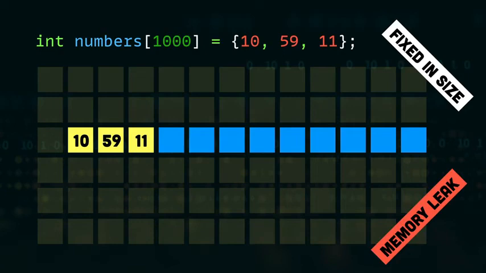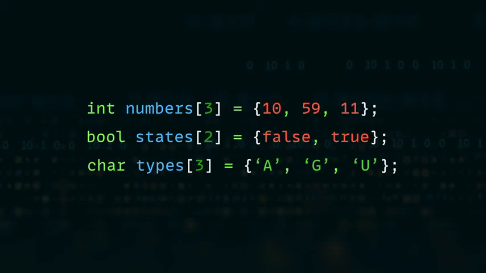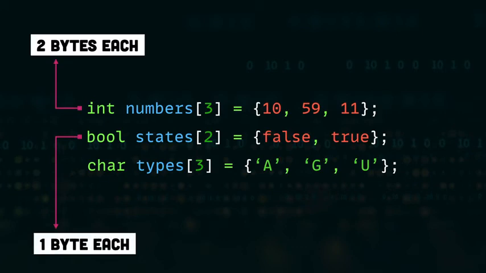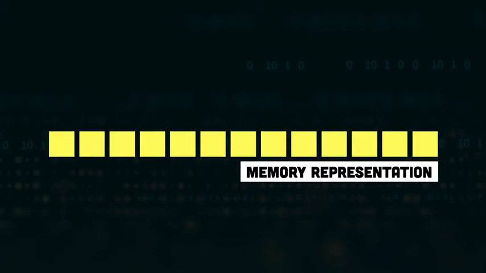Alright, so next we have the case for the mixed types. Why can't we have arrays with mixed data types? Before we talk about that, let's look at some example data types. Let's say that we have these 3 different arrays: an array of numbers, an array of true or false values, and an array of letters. Now, the size of an integer is 2 bytes. A Boolean value occupies 1 byte in memory, and a character also uses 1 byte. Let's say that we have this memory representation, where each block represents 1 byte in the memory.